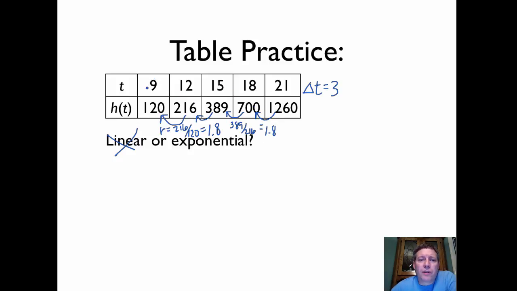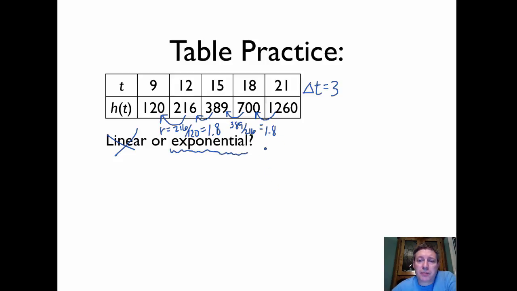And then also, these numbers very well may be data from some sort of experiment or something. And quite often, data will not be perfectly linear or perfectly exponential. But as long as these ratios are awfully close to 1.8, I think we can safely say that we have an exponential function here. So yes, we know there's an exponential function.